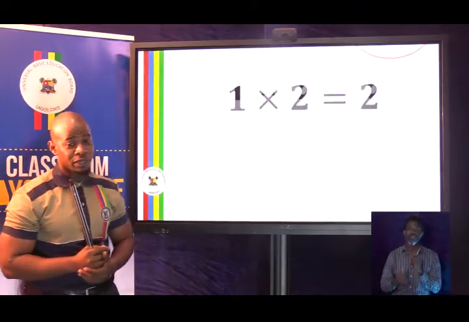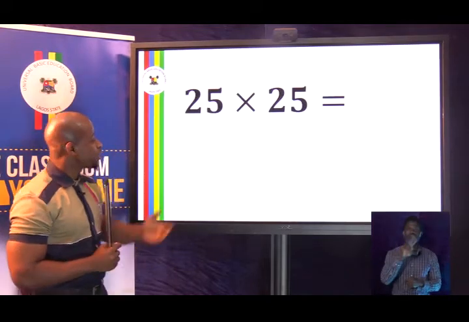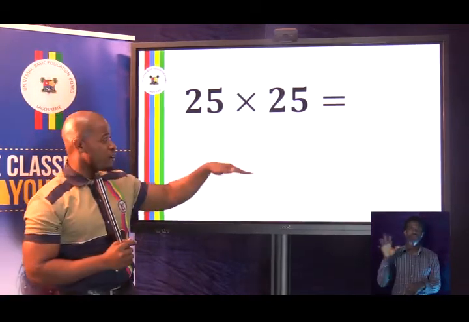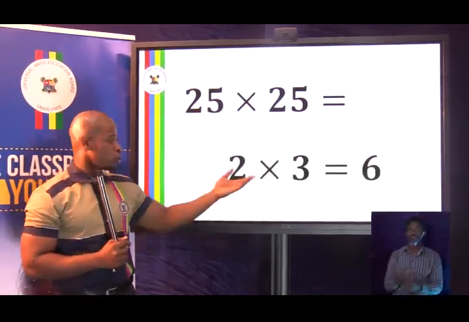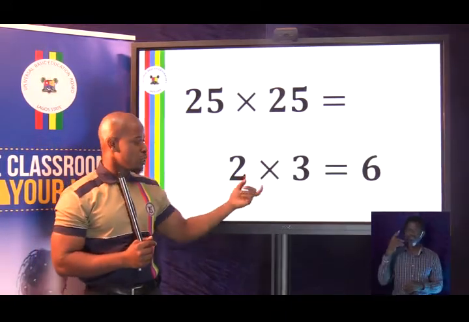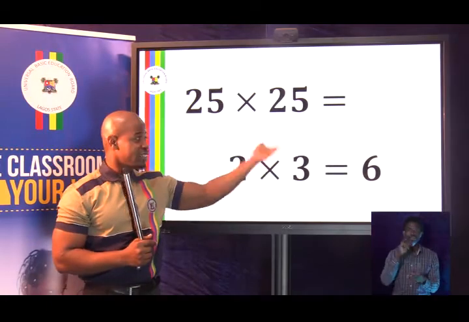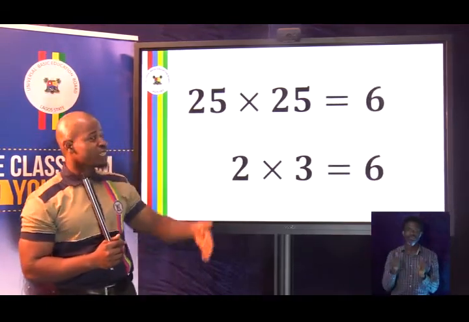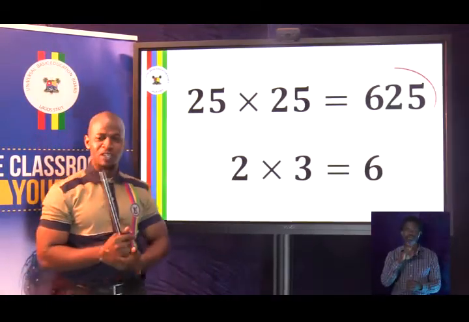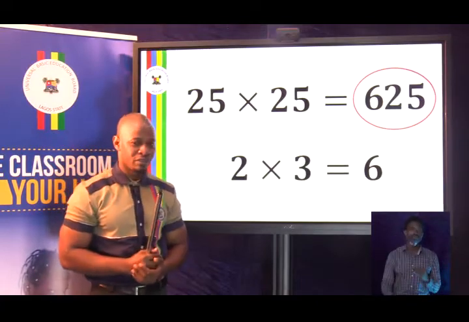Let's see another one of the same type. This is 25 times 25. So leave the 5 and bring the 2. 2 comes down. The digit after 2 is 3. So multiply 2 times 3 and you get 6. Now take that 6 up and complete it with 25. 625. That's your final answer, my friend.